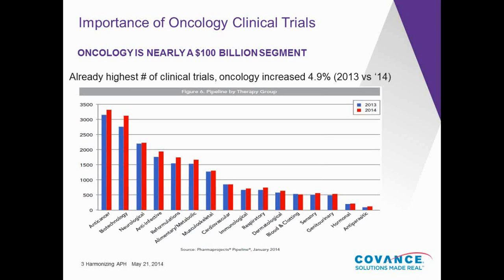It's expected that the number of oncology trials will go up by about 5% between last year and this year. So not only is it the largest number of clinical trials, it's also an area of continued growth. And almost every major pharmaceutical company is in the oncology space in one way, shape, or form.